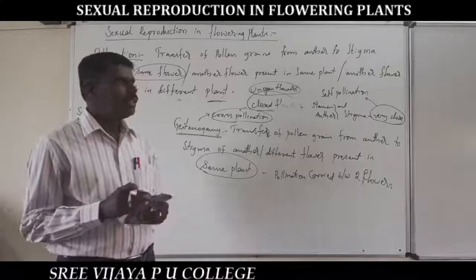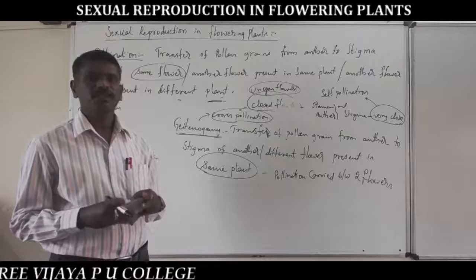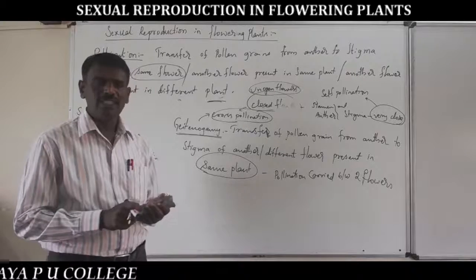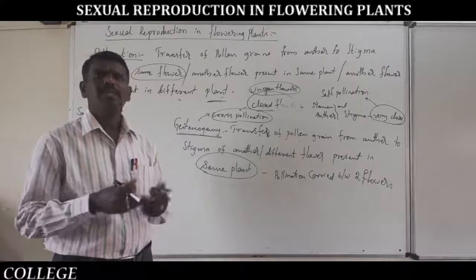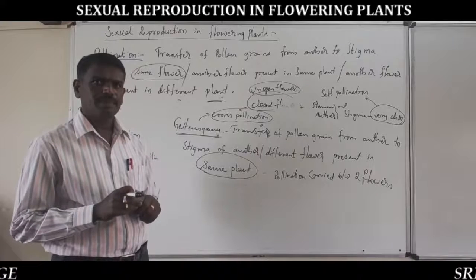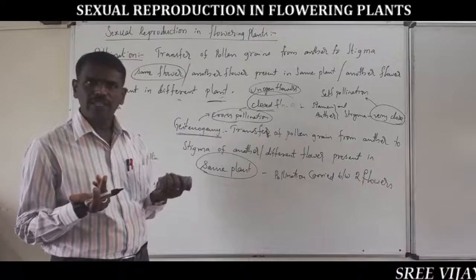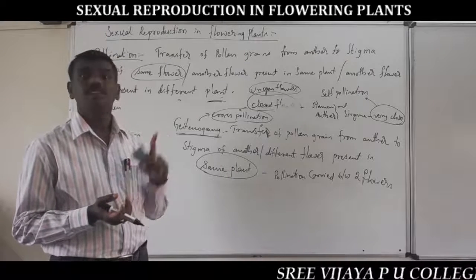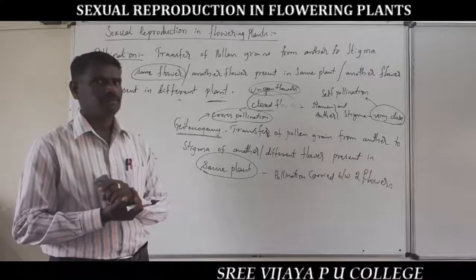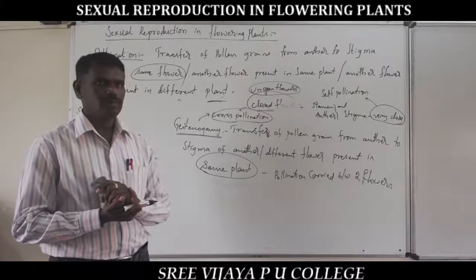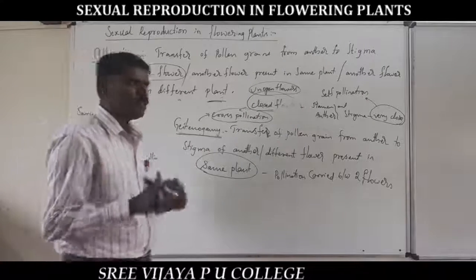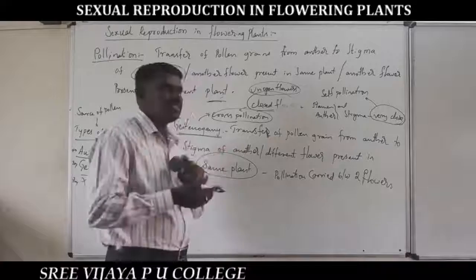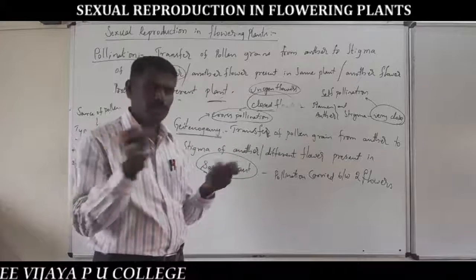So one thing to keep in your mind: maybe morphologically they are different, but genetically the same. If sometimes two different plants are present together, pollination is also carried between them.